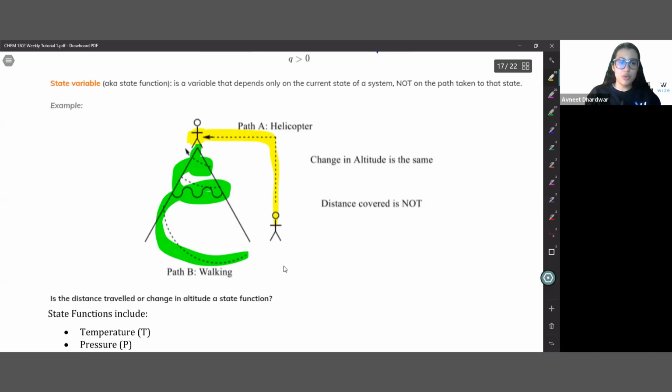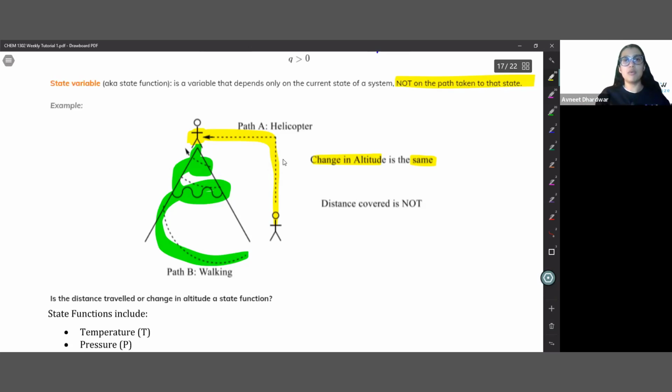Okay, so if we look at two different variables in this example, the change in altitude is the same. They both have the same change in altitude. So we would say that the state function here is the change in altitude, because the definition of a state function is that it only depends on the current state. It does not depend on the path we take to get there. No matter what path we took, we took two different paths, but the change in altitude was the same. So that's why we say that's a state function.